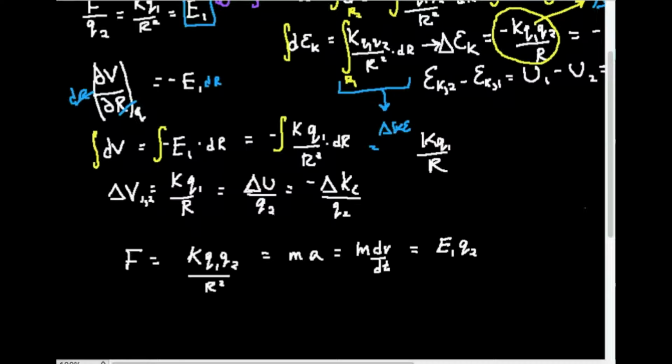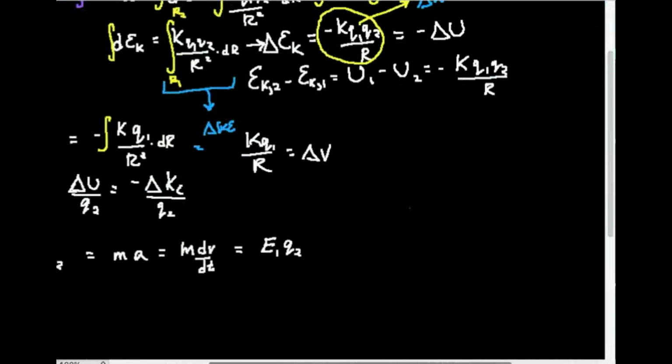KQ1 over R. What is this? This is the voltage. KQ1 over R, the radius, is the voltage. Now, what do you notice from over here?